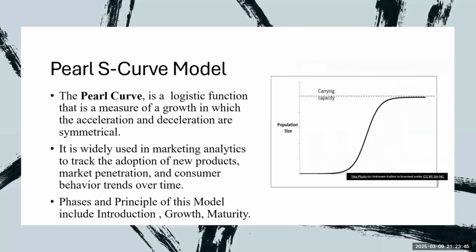And next, let's talk about the Pearl curve. The Pearl curve is also well known as the logistic growth curve. It is one type of S-curve that is used to model growth processes that start slow, accelerate, and then slow down as they reach a saturation point. It is widely used in marketing analytics to track the adoption of new products, market penetration, and consumer behavior and trends over time. The three phases of this model are introduction, growth, and maturity.